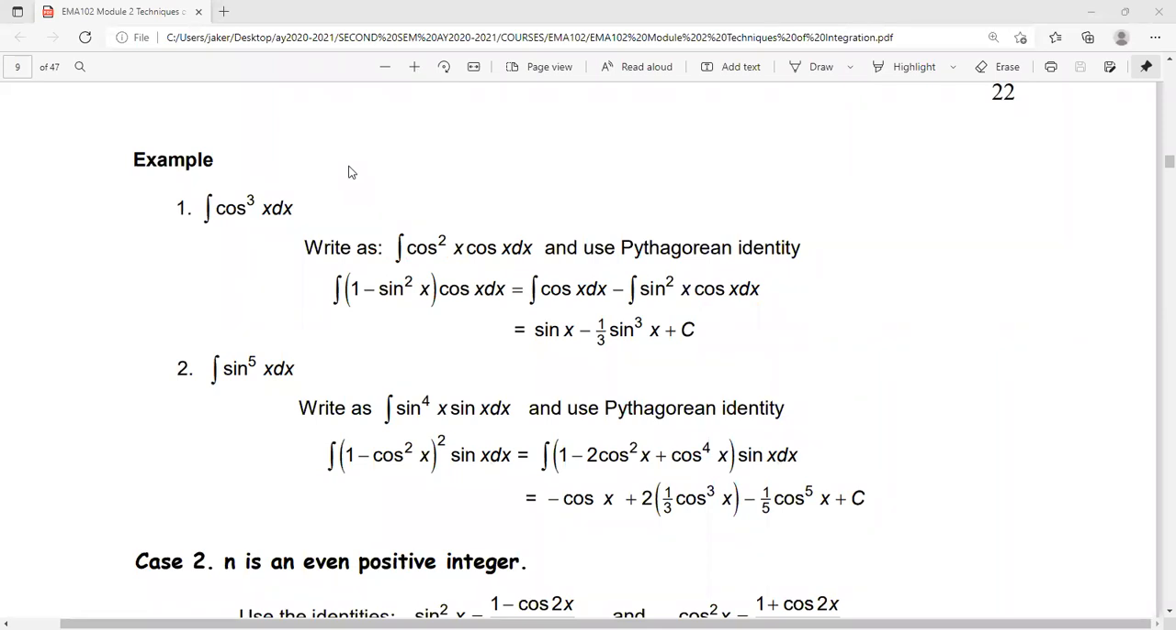Miss, where did the negative 1/3 come from? Power rule. Power rule. Okay, miss.